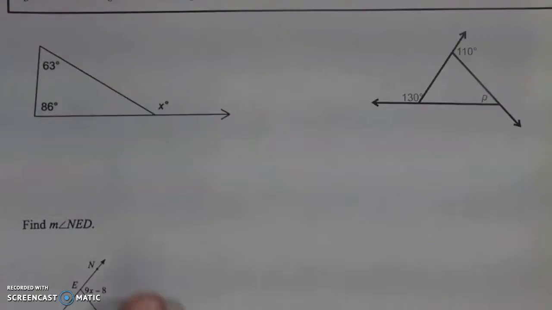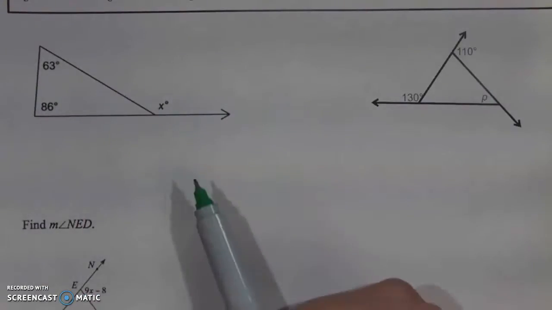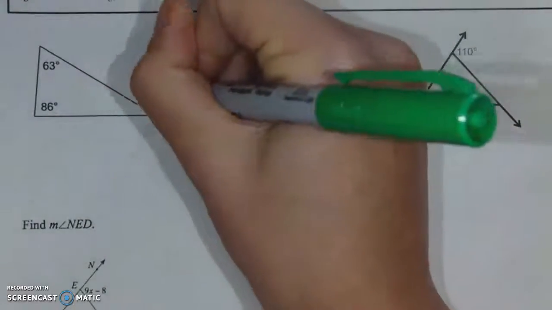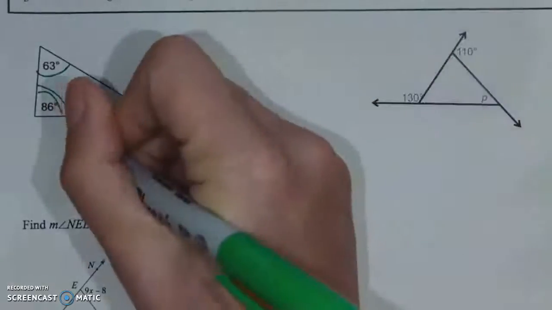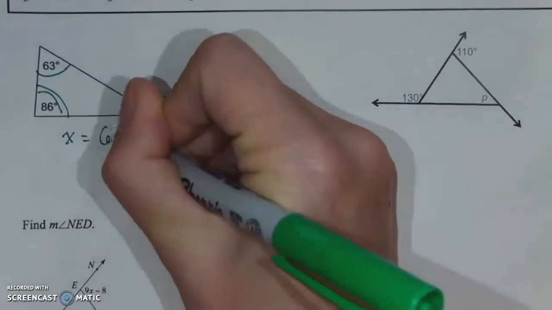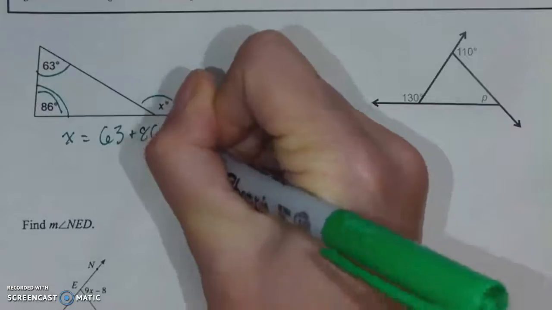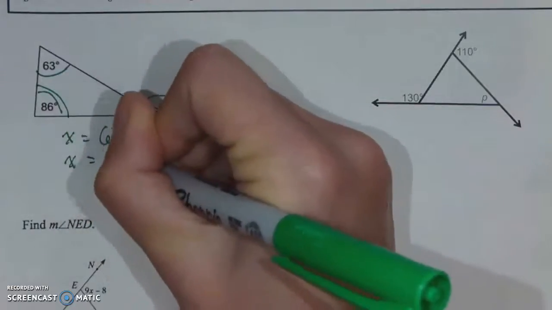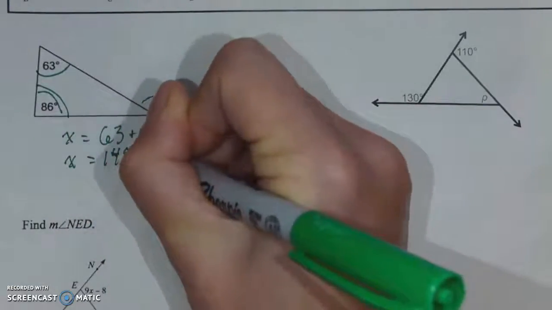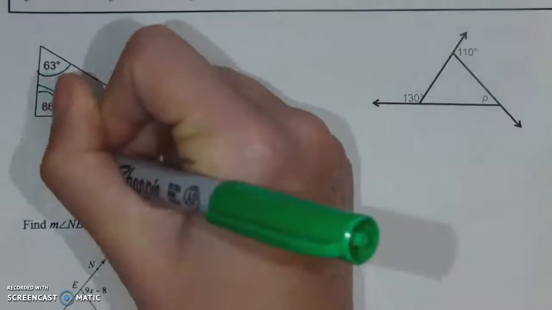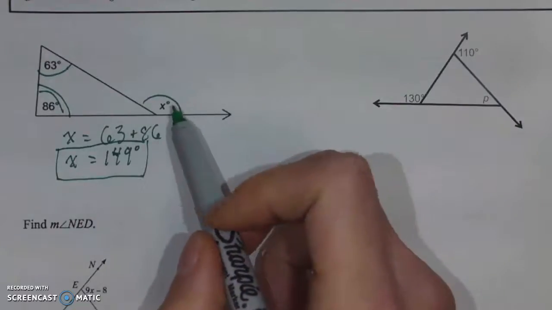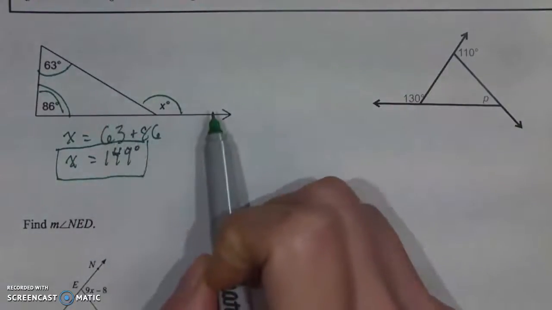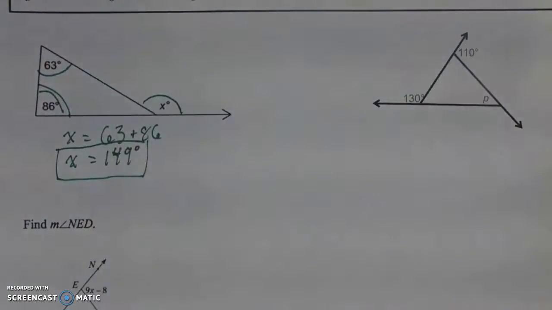Let's try these out. So if I want to find x, I can use what I know about exterior angles to say that the exterior angle is going to be equal to the sum of its remote interior angles. Therefore, x is equal to 63 plus 86. In other words, x is equal to 149 degrees. And you can also solve this by solving for this angle and then solving for x using the idea that they are a linear pair. This is just the quicker version.